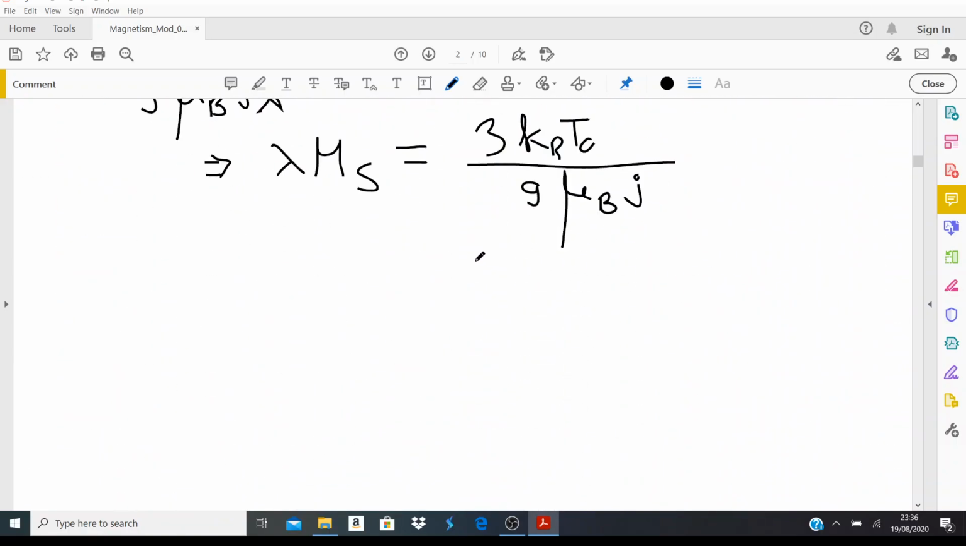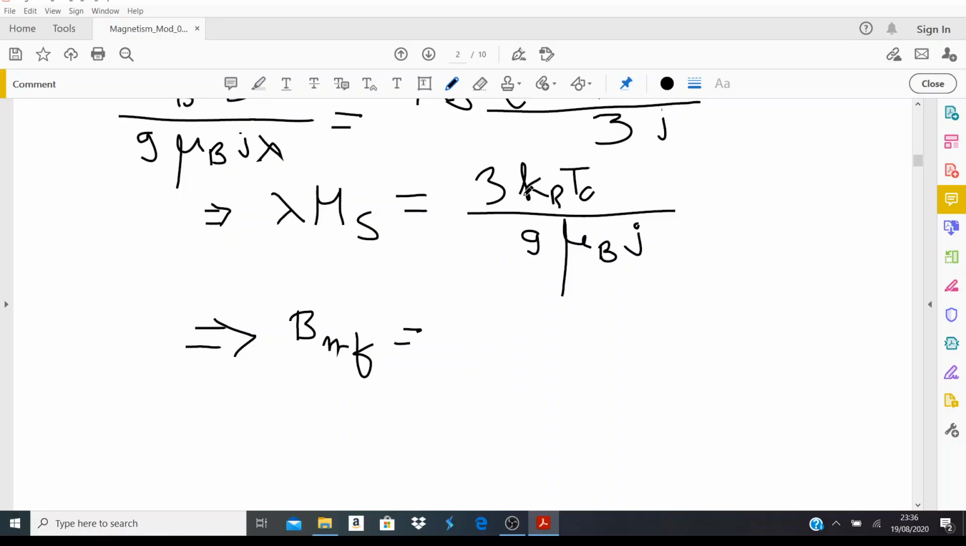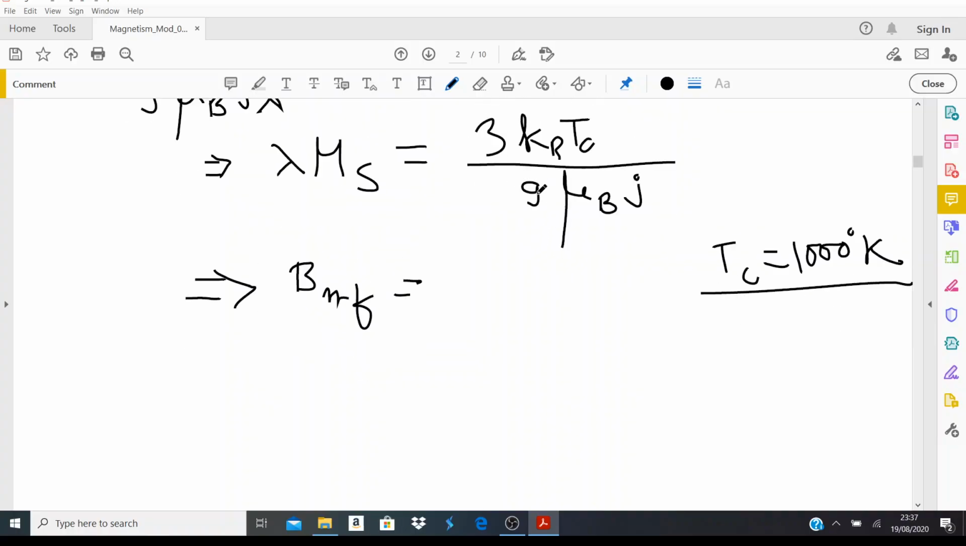So for that we can estimate the value of this field. We know what is the value of this Boltzmann constant, and let's say in this problem Tc is 1000 Kelvin, because you know what is the lambda G factor.